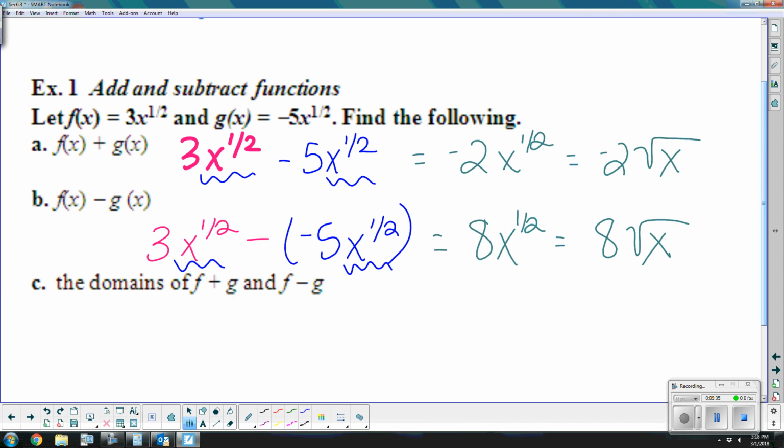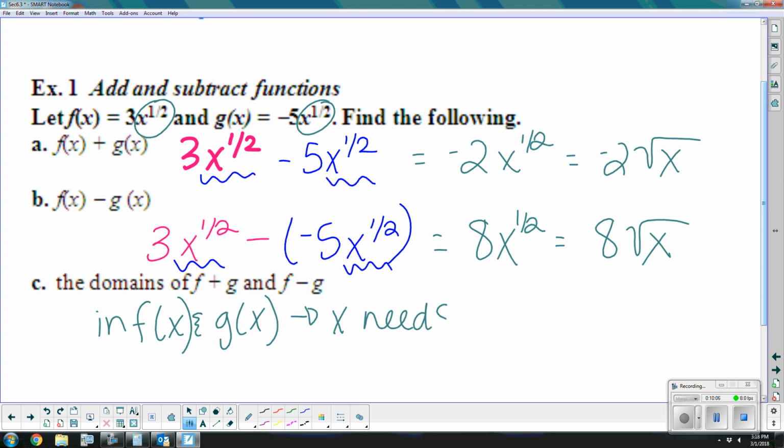Then our next step is to define the domains of f and g. So in f and g, x needs to be a non-negative number because you cannot take the square root of a negative number and get a real number. And here, same thing, can't take the square root of a negative number. x needs to be a non-negative number.